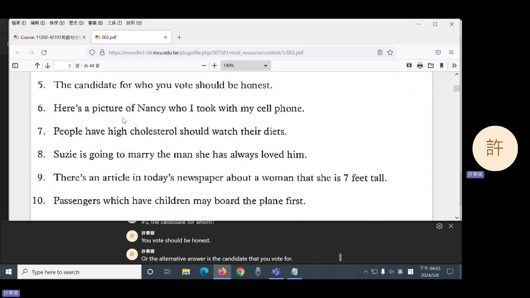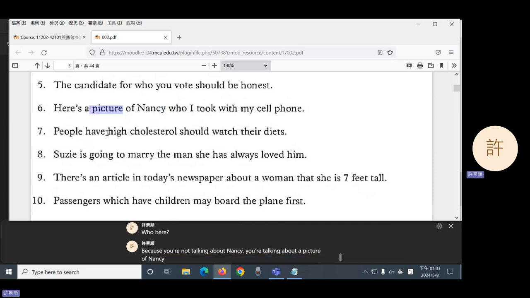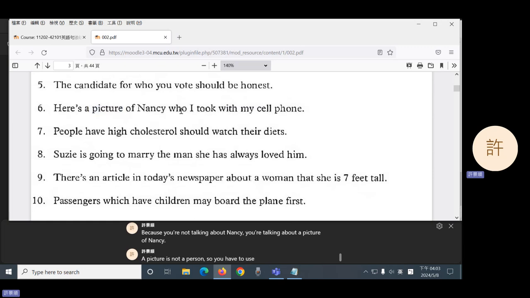Number six, here's a picture of Nancy that. You actually cannot use who here because you're not talking about Nancy. You're talking about a picture of Nancy. A picture is not a person, so you have to use that or which. You can't use who.